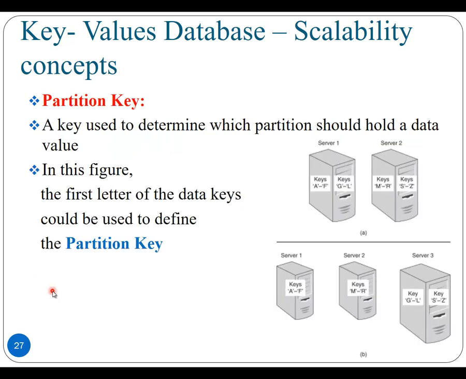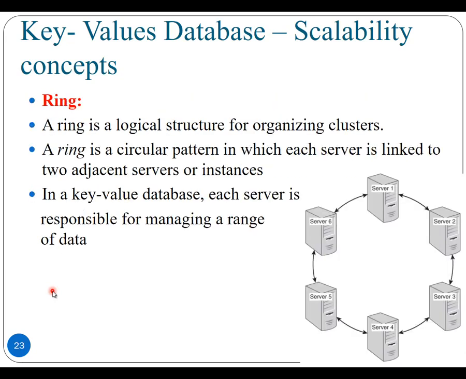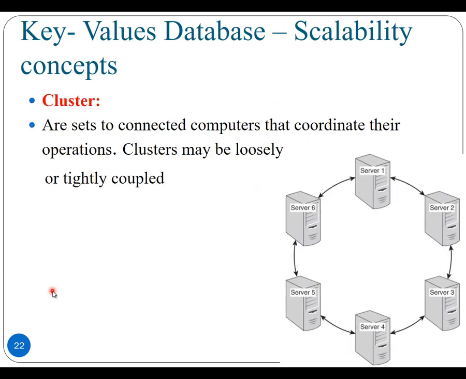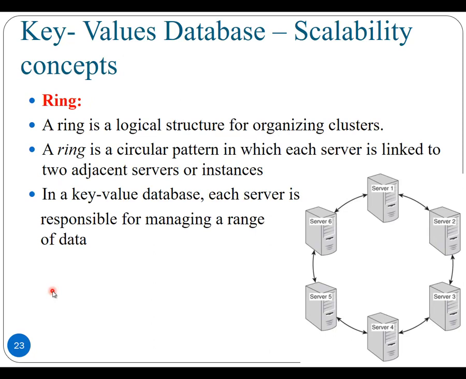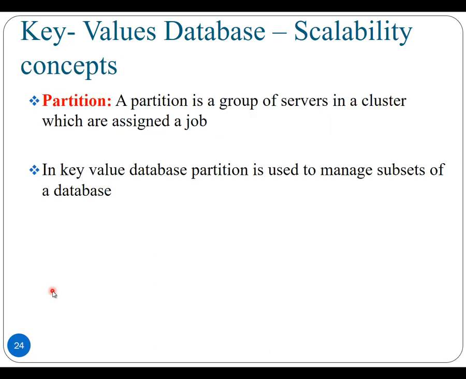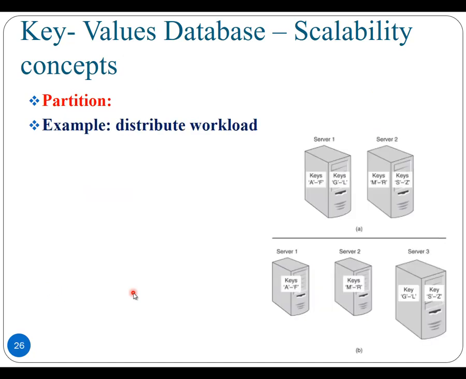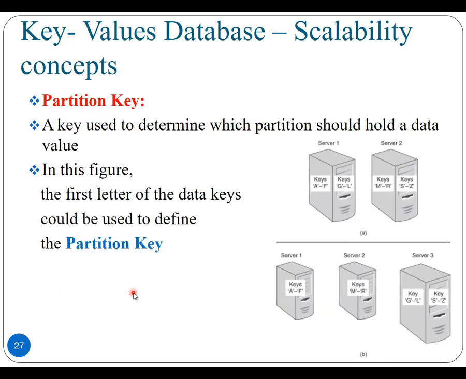Okay, this was some concepts about scalability. Cluster is a group of servers. Ring is a logical structure. Partition is a subgroup of the cluster. And partition key is something we can use to know where our data is.